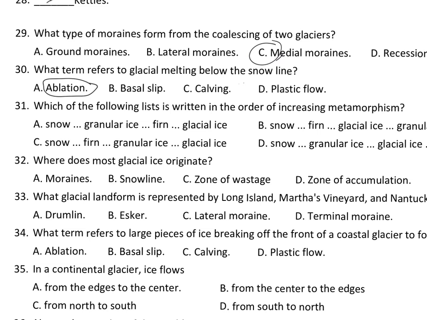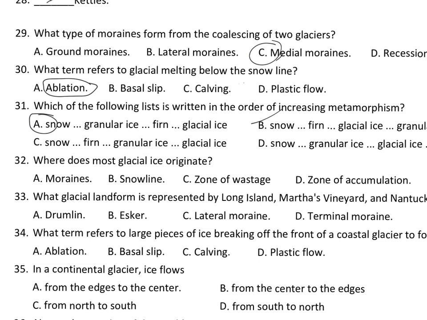All right. Now, which of the following lists is written in order of increasing metamorphism? Remember, glaciers form by the recrystallization of snow. And snow has to be the first thing we see. Glacial ice has to be the last thing we see, right? And before I can have glacial ice, I need firn. So snow, granular ice, firn, glacial ice. Too easy.